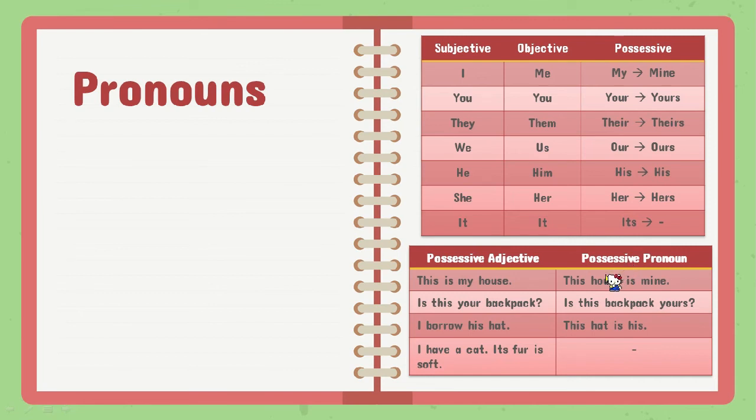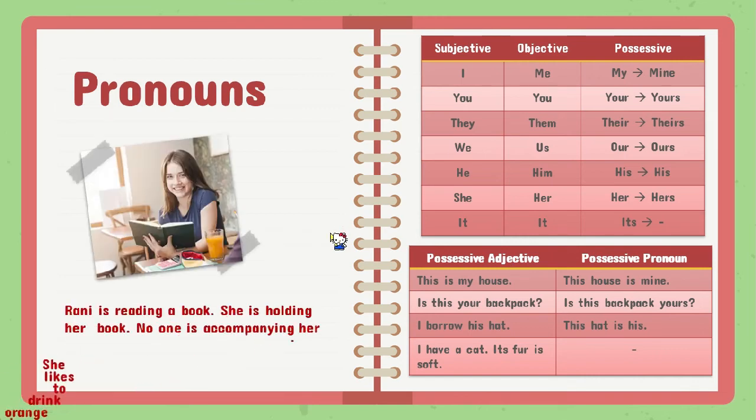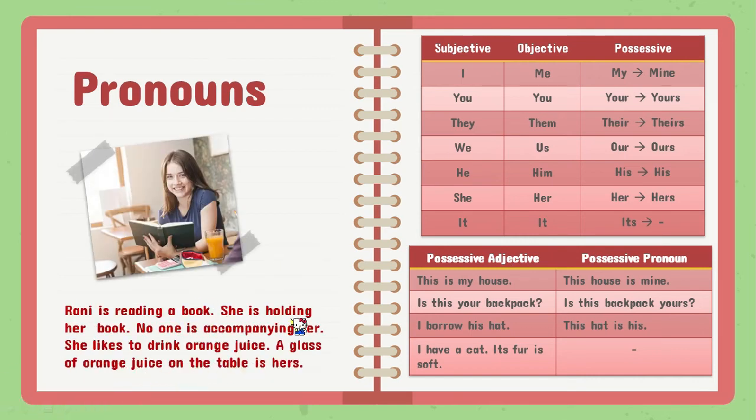So now, to understand more about the use of pronouns, let's practice to determine any pronouns we find in the following sentences. Rani is reading a book. She is holding her book. No one is accompanying her. She likes to drink orange juice. A glass of orange juice on the table is hers. Okay, so let's find which words are pronouns.